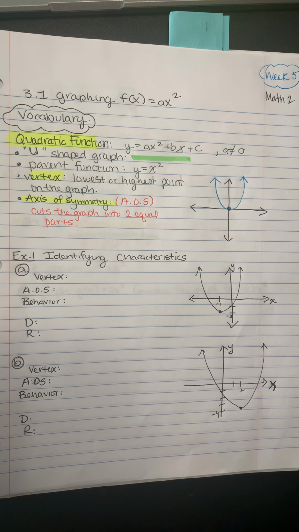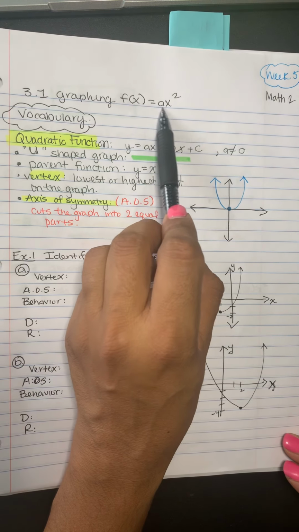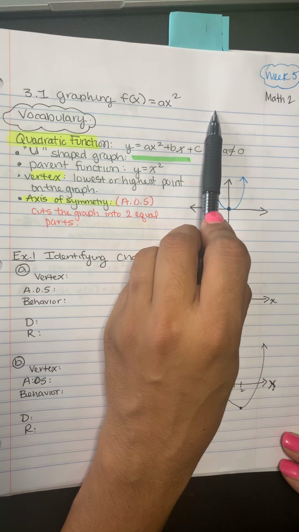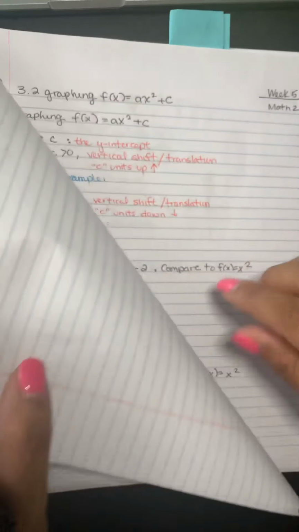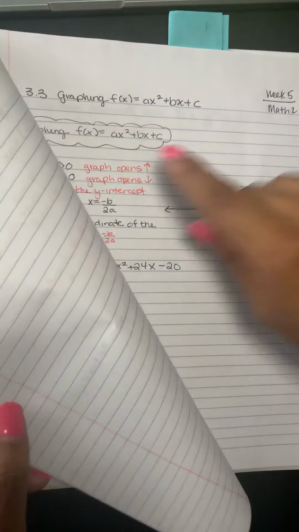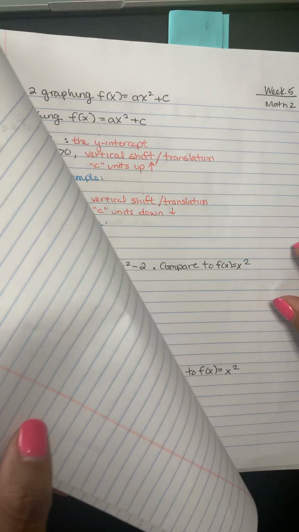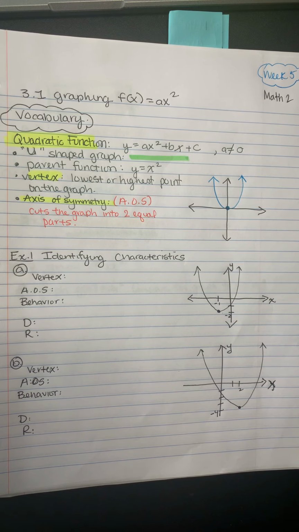Okay, students, 3.1 graphing f of x is equal to ax squared. This is the beginning of us graphing the quadratic part of the quadratic function. We're eventually going to get to f of x is equal to ax squared plus bx plus c, and that's going to be in lesson 3.2 and lesson 3.3. So we're going to get through all of that this week.